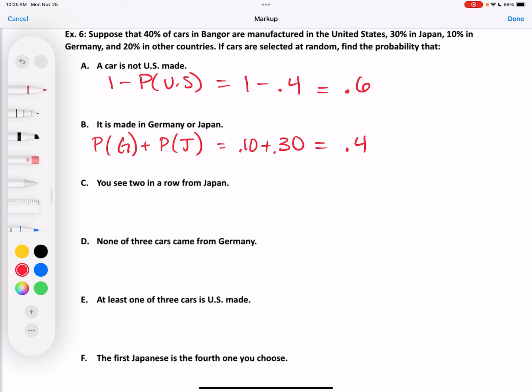How about you see 2 in a row from Japan? What's the probability that the first one's from Japan? 0.3. And then the next car that we see is from Japan. What's the probability of that? 0.3. So we multiply them, which will give us 0.09.